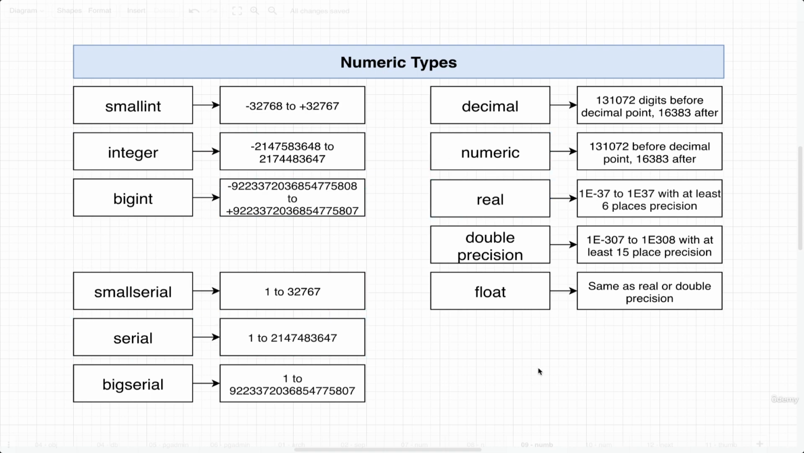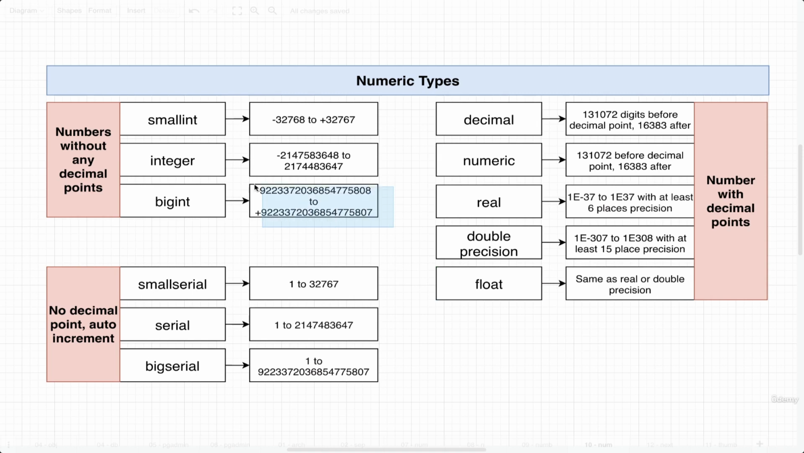Now, there are several different types inside of here, but they fall into roughly 3 different categories. On the top left-hand side, these are all about storing numbers that don't have any decimal point. On the bottom left-hand side, these are all data types that are about storing numbers without a decimal point that also auto-increment. We've already seen this with IDs, for example, with the serial data type. It starts off at 1 and then automatically increments every time we insert a new record. And then the final subcategory is numbers with decimal points. And that's all these up here on the top right-hand side.